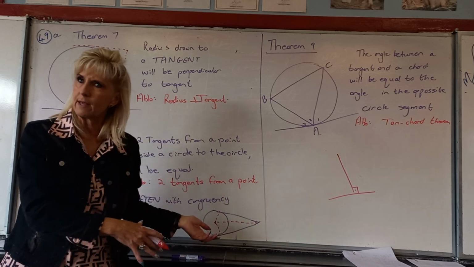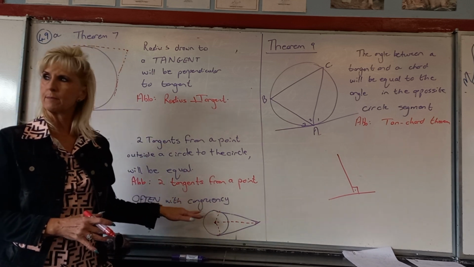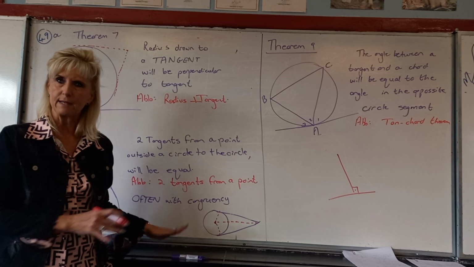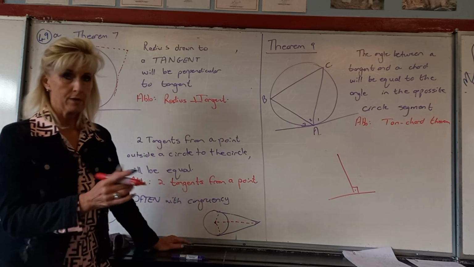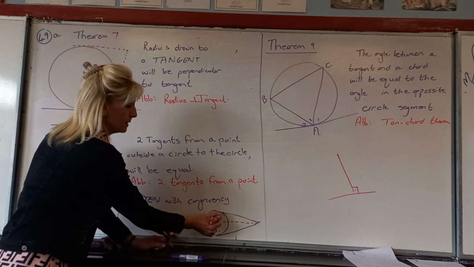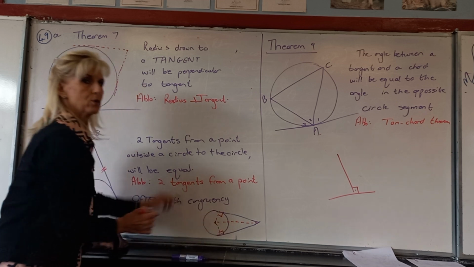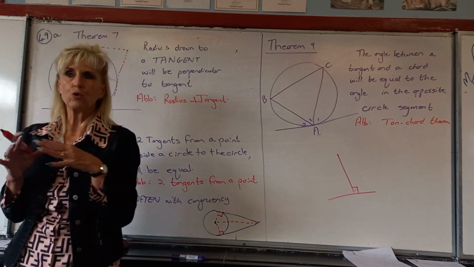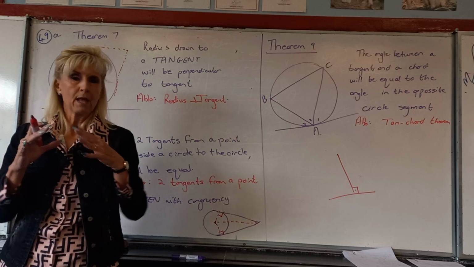It won't always be there, but often there is a possibility of congruency in the whole mix of things. There are also so many other reasons for congruency, because that will also be 90 degrees then, right? Because of theorem 7. This is what we call Euclidean geometry.